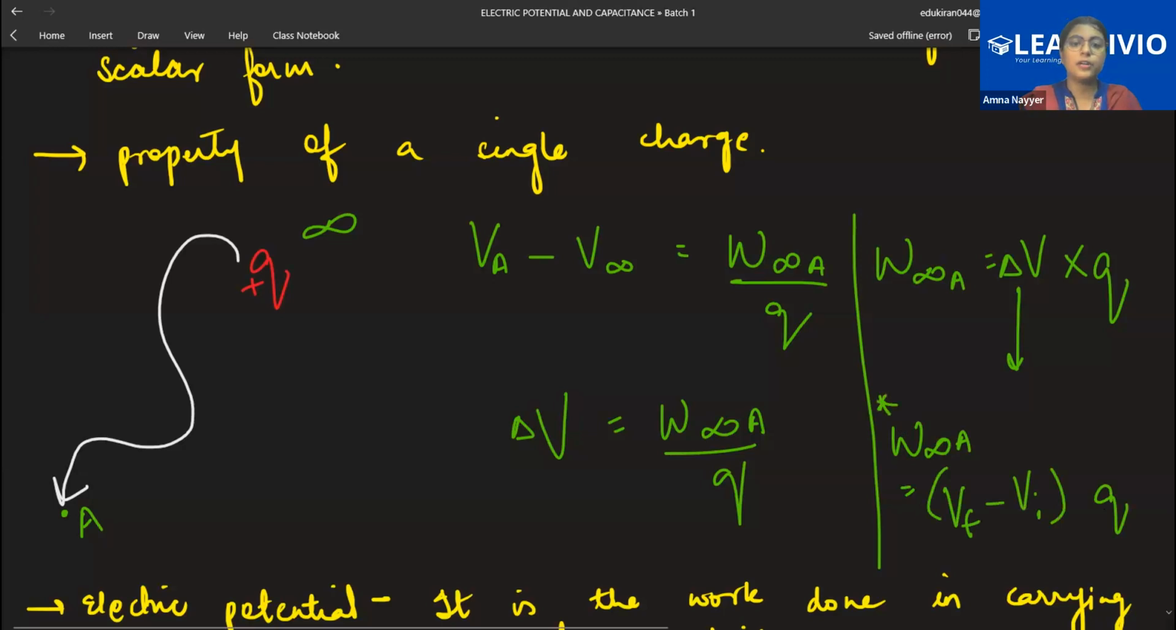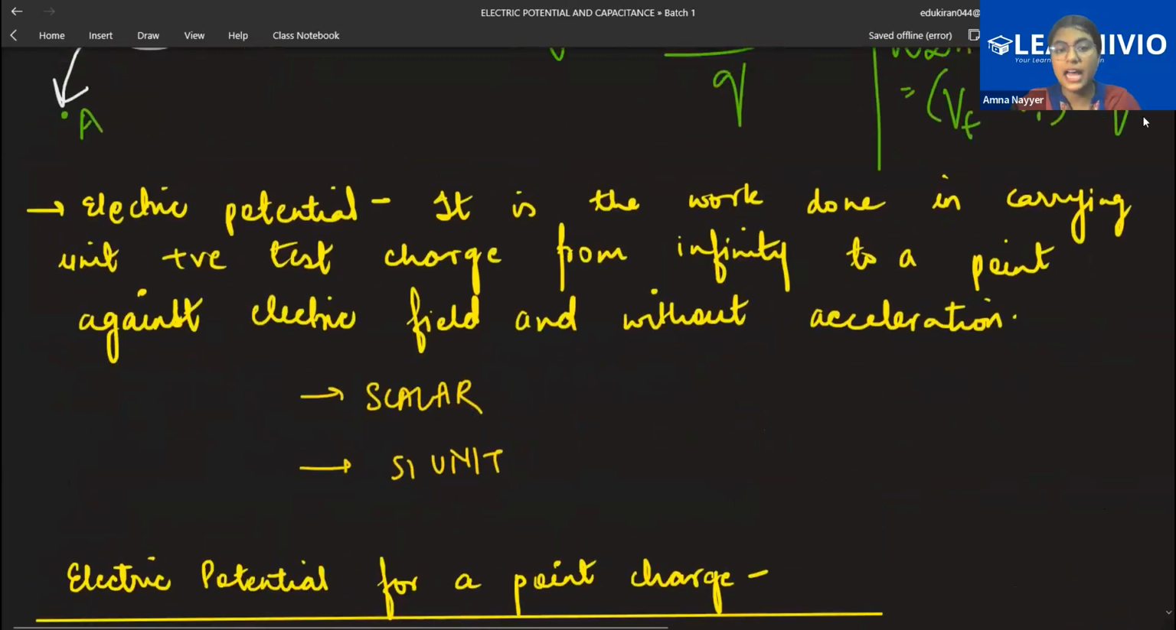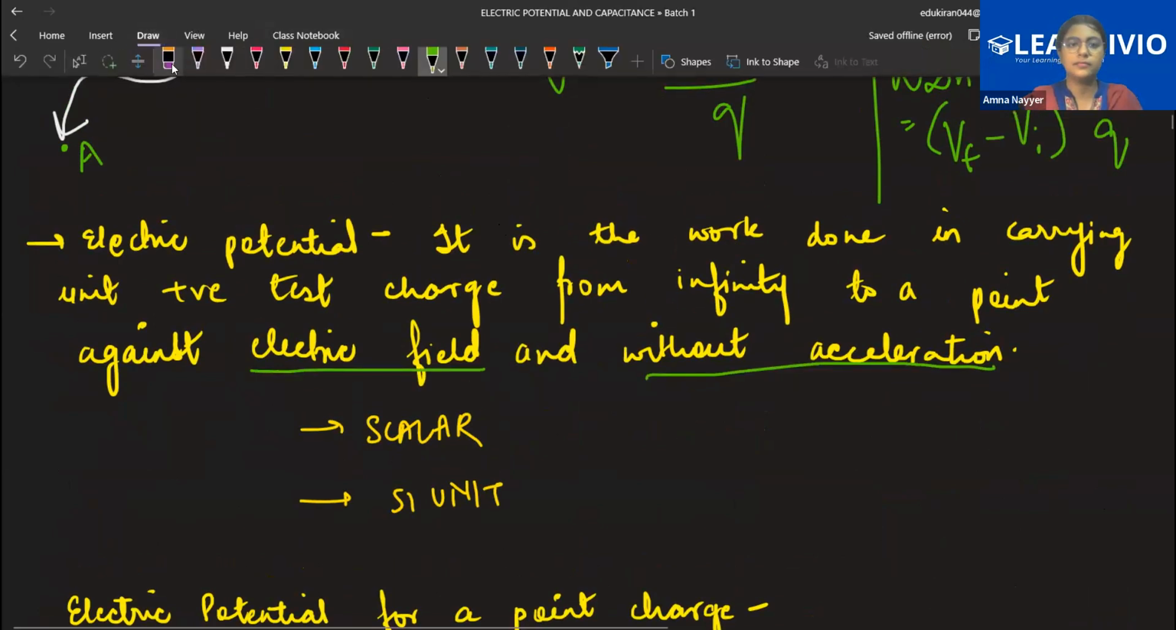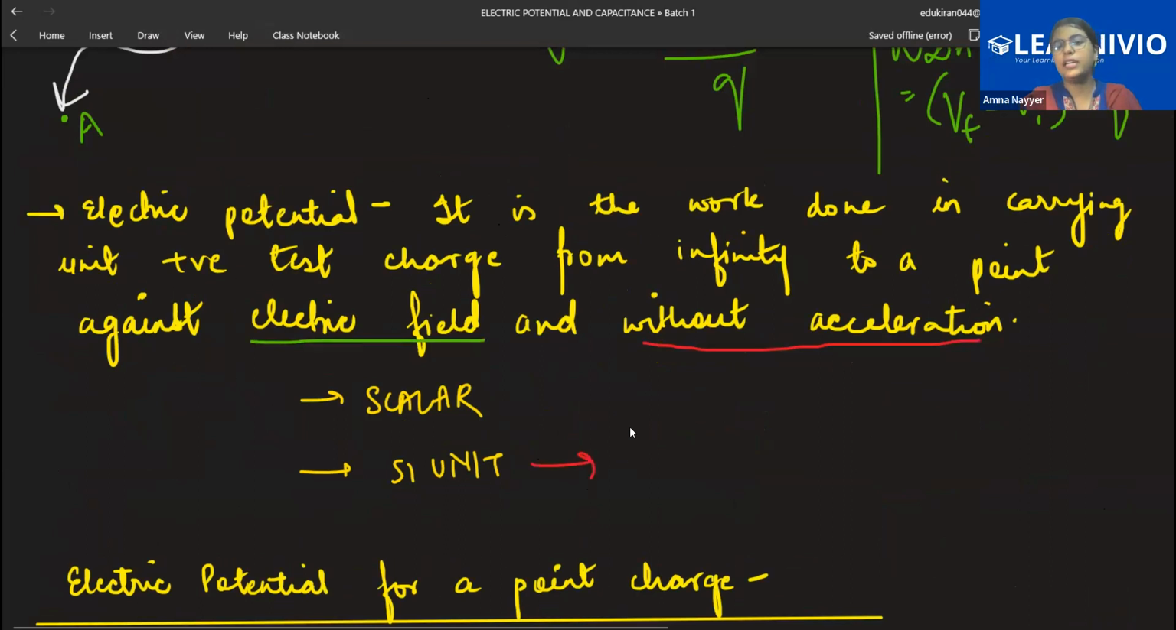All right. So what is electric potential? Electric potential is the work done in carrying a unit positive test charge from infinity to a point against the electric field and without acceleration. This you should remember. It's a scalar quantity. The SI unit is volt. You will be using volt, not joules or coulomb.